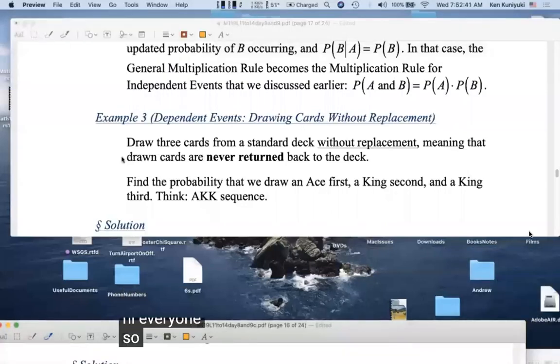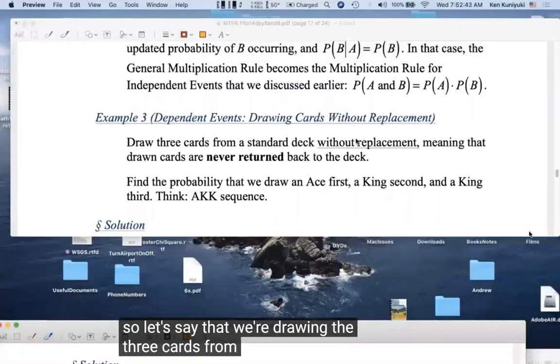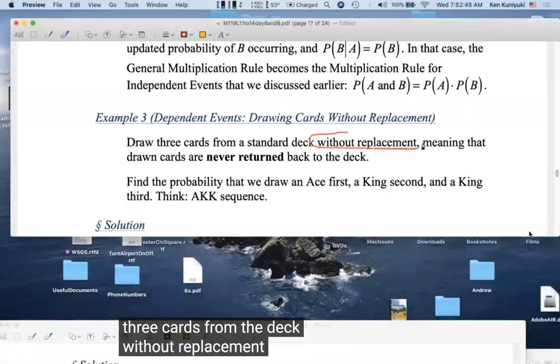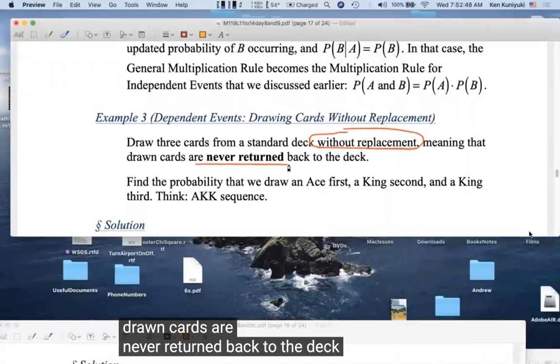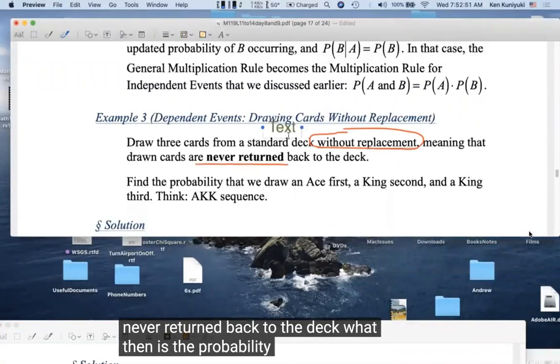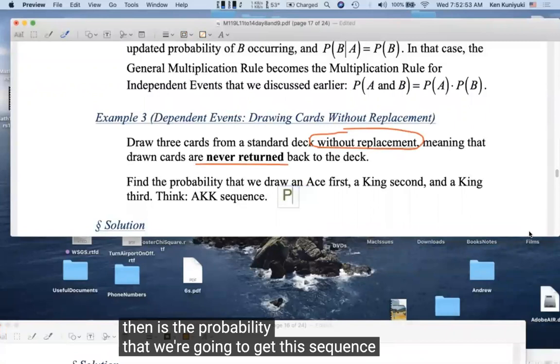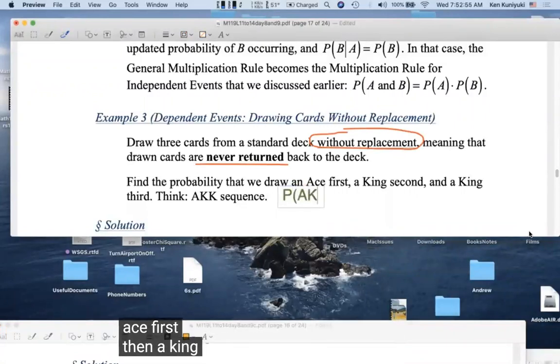Hi, everyone. So let's say that we're drawing 3 cards from the deck without replacement, meaning that the drawn cards are never returned back to the deck. What then is the probability that we're going to get this sequence? An ace first, then a king second, then a king third.